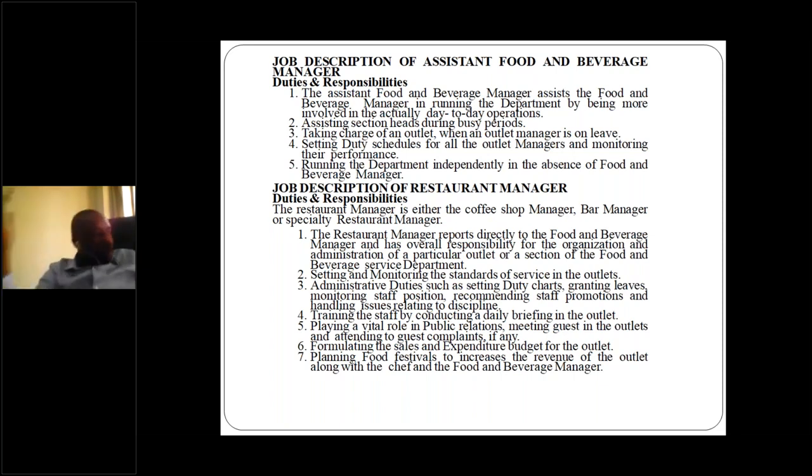And monitoring of staff position. Then they will recommend staff promotion. Oh, this guy has been doing well, that guy has been doing well. He needs to be promoted to the next level. So he's also responsible for what? Handling issues relating to discipline. Oh, this guy or that lady has not been doing well. They need to be disciplined.